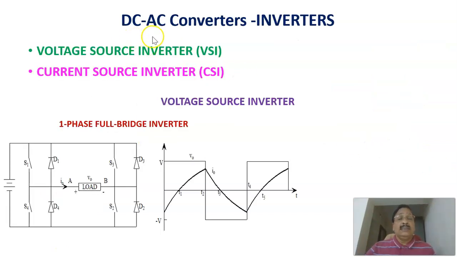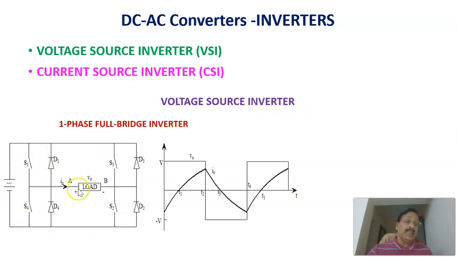The third converter is one where the input is DC and the output is AC, called DC to AC converters. That is, they are called inverters. Input is DC and output is AC: inverters. Of course, there are two types: the voltage source inverter, VSI, and the current source inverter. If you come to the voltage source inverter, this is a single phase voltage source inverter.